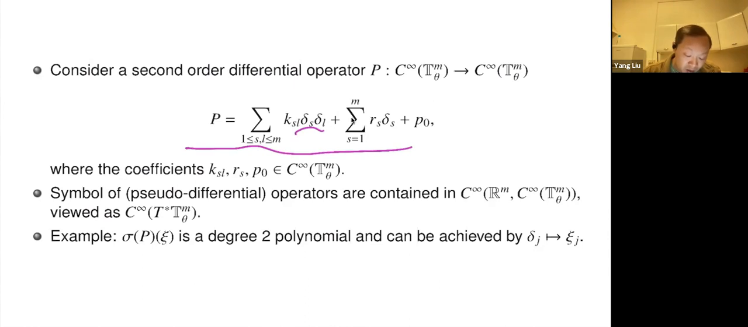Here the K_ij are the coefficients for the leading term, and these are the coefficients for the first order term, and P0 is the constant term. The coefficients are elements in the smooth non-commutative tori.